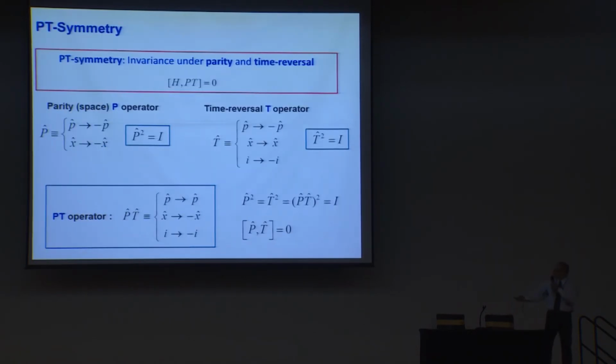So this is a brief summary here. The parity operator P changes p and x, and the time reversal operator operates in this manner here. If you operate P twice or T twice, you get the identity, and they commute with each other, and the PT operator is this one here. So this is a summary from quantum mechanics in one page.